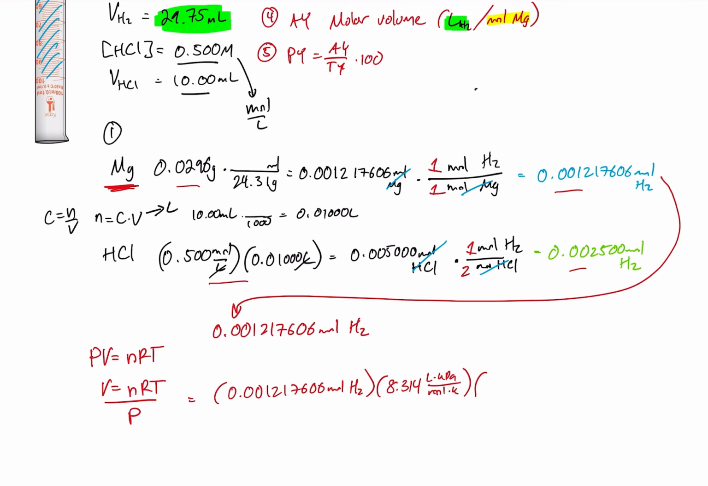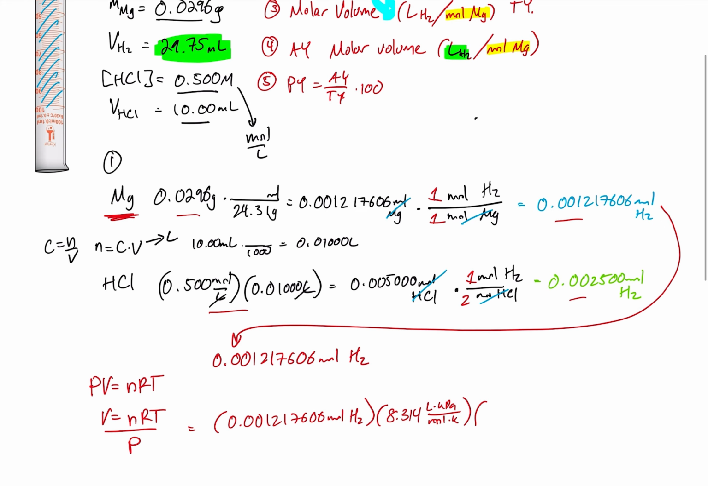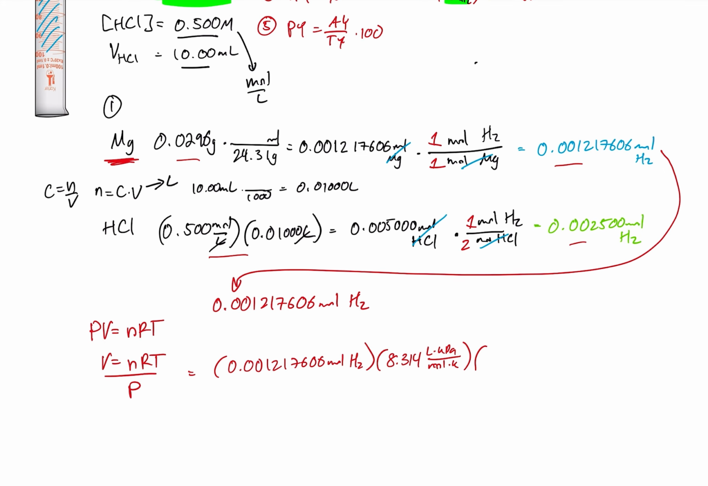And then our temperature in Kelvin. Now, right now, we have our temperature as 23.0 degrees Celsius. To convert Celsius into Kelvin, we need to add 273 or sometimes 273.15, depending on what you want to use. I'm just going to use 273 for the purpose of this demonstration. And so 273 plus 23 is going to give me 296.0 Kelvin. Perfect.